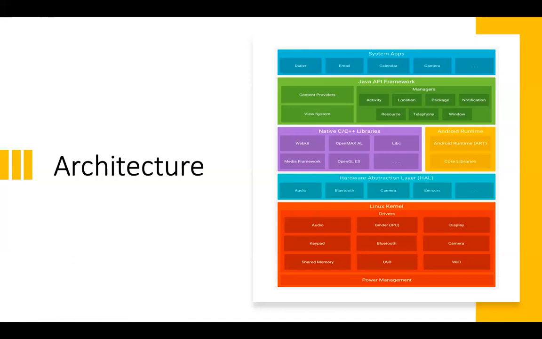Whatever is shown here is the basic set, but there are numerous different kinds of libraries available. Using WebKit, for example, we can easily manage web content. All of these help developers to develop applications. The framework is already available, on top of the framework we work, and we get a lot of things from the native C and C++ libraries available here.